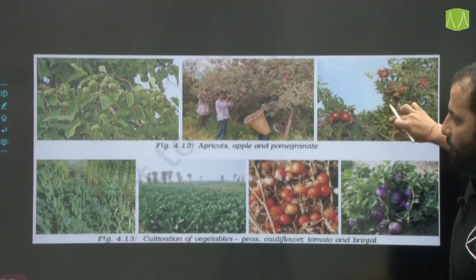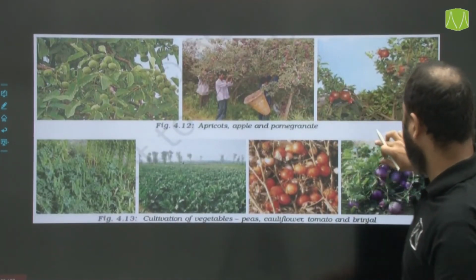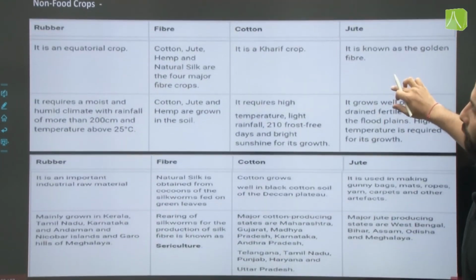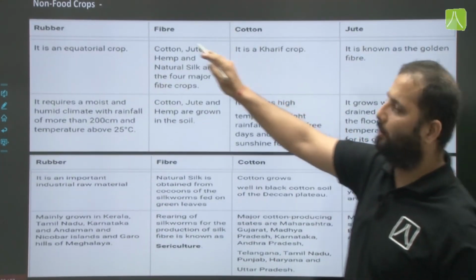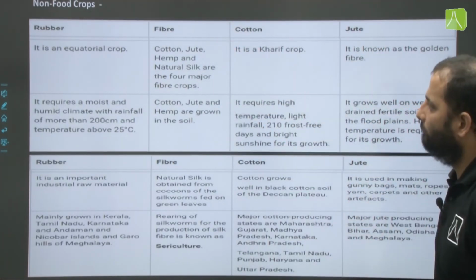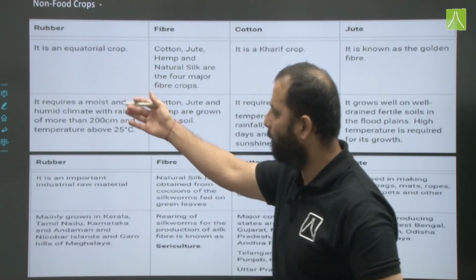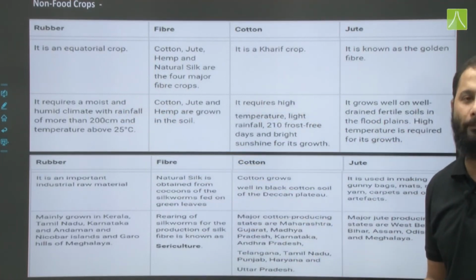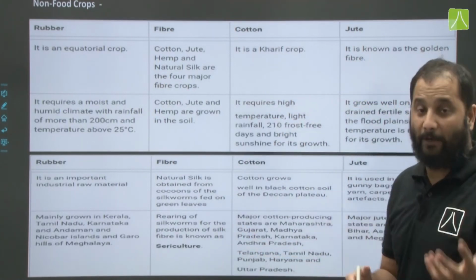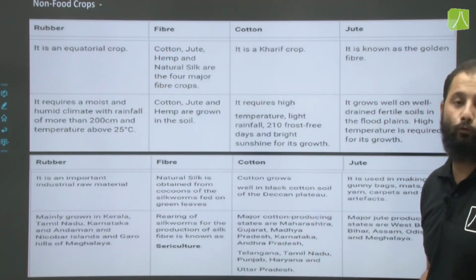Okay, these are some of the pictures from NCERT images. Now this is a table, again non-food crops which contains rubber, fiber crops, you have cotton and jute. Alright, so rubber is again an equatorial crop, a type of plantation, requires a moist and humid climate with rainfall above 200 centimeter.